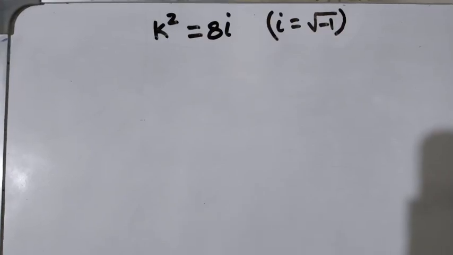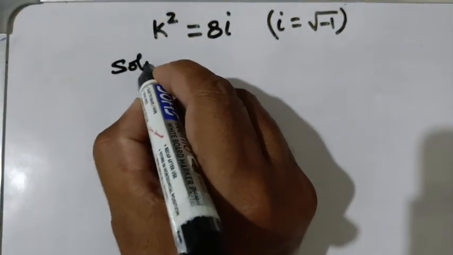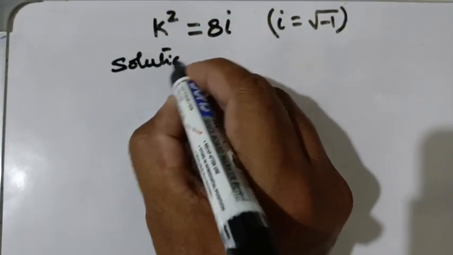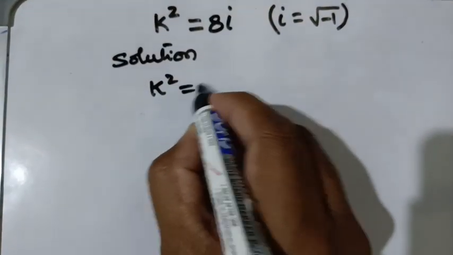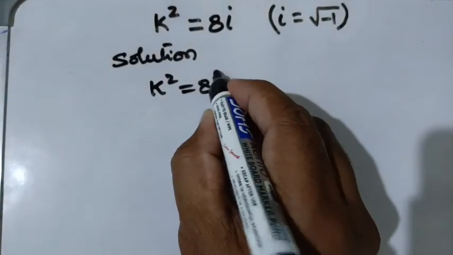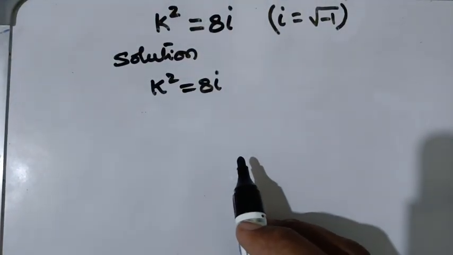Today we are going to solve an interesting problem. k square is equal to 8i, where i is the square root of minus 1. So for this, we solve the problem in this way. The solution: the given equation is k square is equal to 8i. Here the right hand side is an imaginary number, that is a complex number.